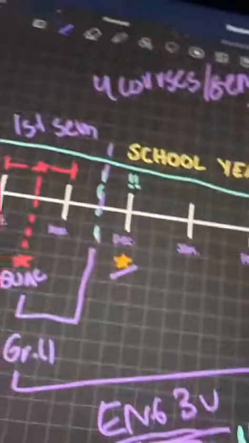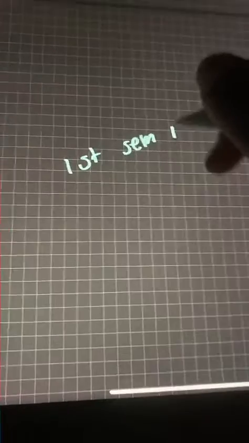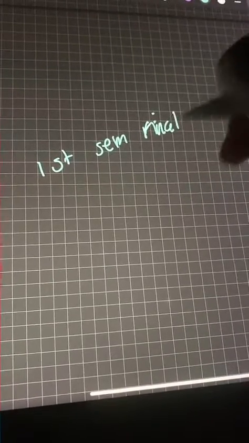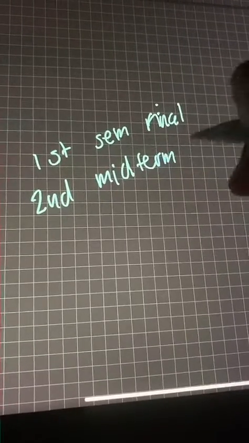I would say the most important marks for university admissions would be first semester final marks, and also second semester midterm marks. Those are typically the most important marks to focus on.